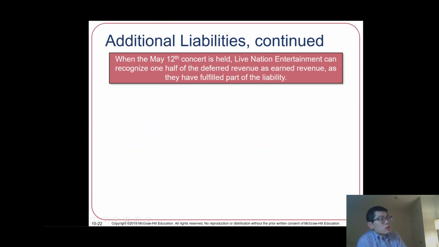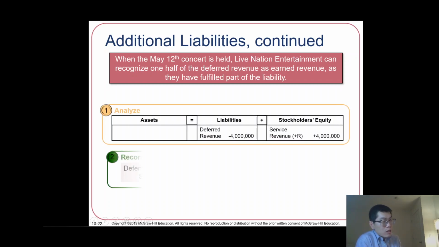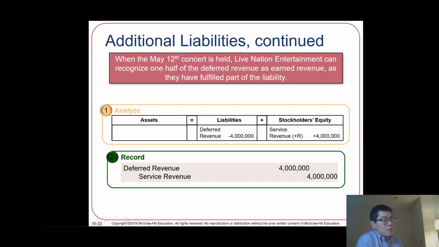When it comes to May 12th, the concert is held, and we can recognize half of the deferred revenue because we already performed half of the obligations by performing one of the concerts, right? After the concert has been successfully performed, we make the following journal entry: debit deferred revenue for $4 million and credit sales revenue for $4 million. Now we are able to earn the revenue, following the revenue recognition principle, and decrease our liabilities by $4 million.